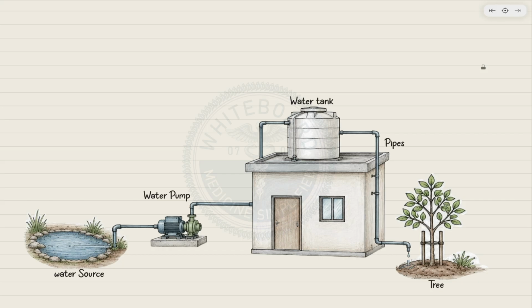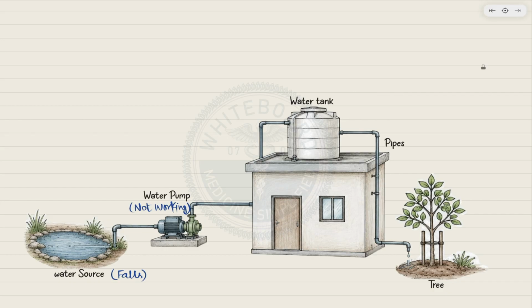Now, let us see how different problems in this water supply system can reduce the amount of water reaching the tree. First, suppose the groundwater level falls while the pump, electricity supply, water tank, and pipes are all functioning normally. In this case, the pump has less water available to draw, and consequently, the tree receives less water. Similarly, if the groundwater source is adequate but the pump is not working properly, less water will be pumped into the tank, again reducing the water supply to the tree.